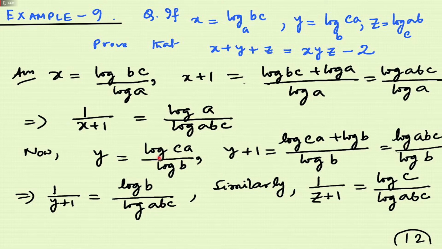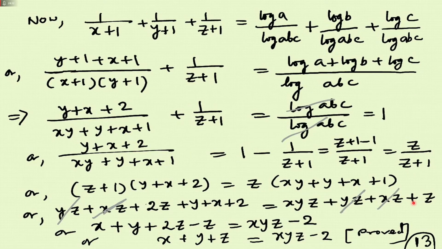Similarly, just repeating this process, you will have 1 by z plus 1 is equal to log c by log abc. Now just add these three terms, 1 by x plus 1 plus 1 by y plus 1 plus 1 by z plus 1, and this is equal to log a by log abc plus log b by log abc plus log c by log abc. Here log abc is in the LCM part, and it will give you log a plus log b plus log c, and this will give you log abc by the rule of log.